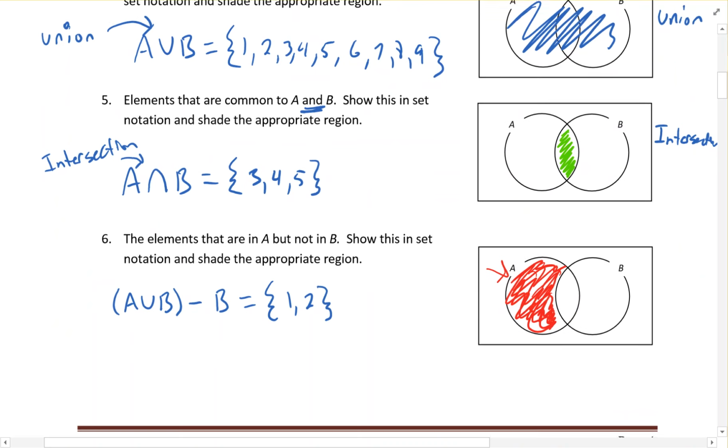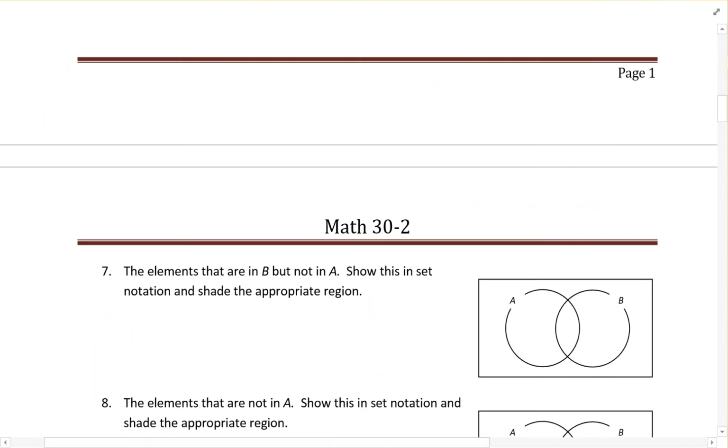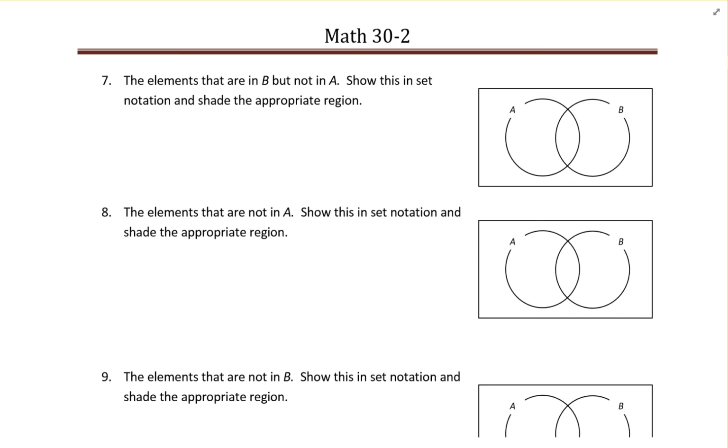Okay, let's keep moving on. So 7 says the elements that are in B but not in A. Show this in set notation, shade, yeah, so same thing. Elements that are in B but not in A. So we've got the opposite type of thing here now, where it's going to be just this over here. So it's going to be that one. Really similar to the last one.